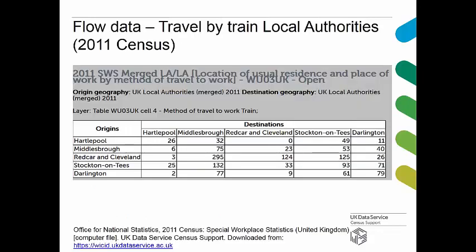Okay, this is a very simple example of flow data, so travel by train in local authorities. So you can see this is where people live, and this is their destination where they work, and you can see these are the people who live and work in the same local authority are definitely down there. And that's very basically what census flow data is.